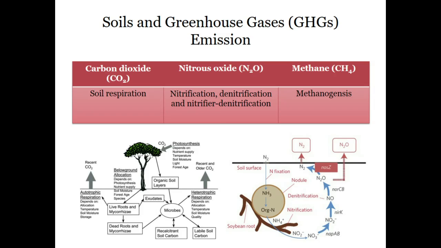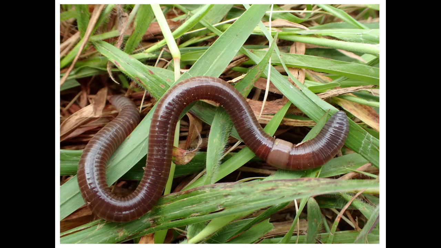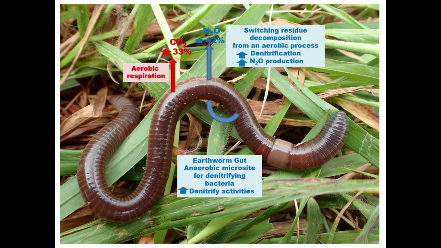I'm sure you may all know about the mechanisms or processes of soil greenhouse gas emission. The three major greenhouse gases, carbon dioxide, nitrous oxide, and methane, can be produced from soil through different processes, such as soil respiration, nitrification, or denitrification, and also methanogenesis. In a meta-analysis study by Lubbers that was published in Nature, he concluded that with the presence of earthworms, CO2 emission can increase by 33%, and N2O emission by 42%, because of aerobic respiration and the enhancement of nitrification, and that's why N2O is produced. And in the earthworm gut, because it provides an anaerobic condition for the bacteria, it also enhances the production of N2O.